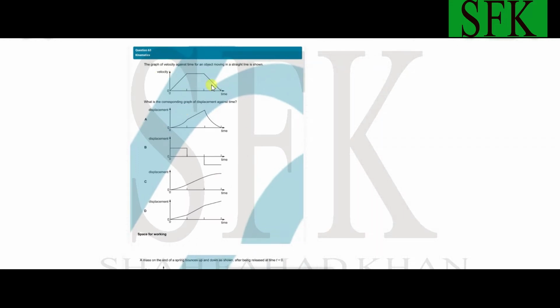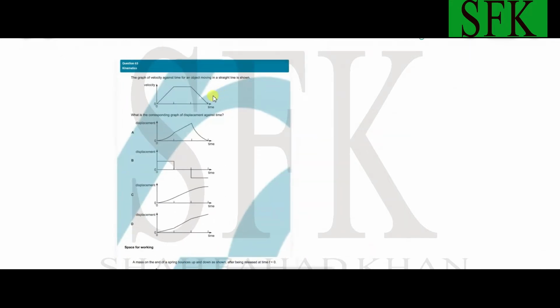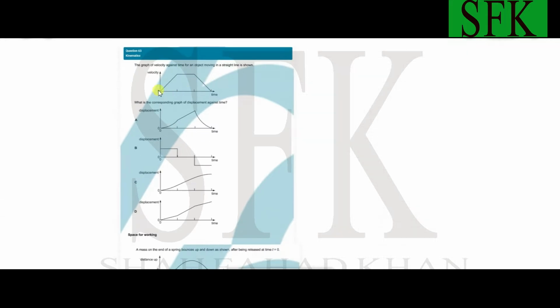Now let's look at this graph. The velocity-time graph for an object moving in a straight line is shown. As we've seen earlier, the velocity is the gradient of a displacement-time graph. So consider this to be the gradient of all these graphs. It asks what the corresponding displacement-time graph is. So we just need to look at this and sketch a graph, or pick a graph from the 4 options that we are given.